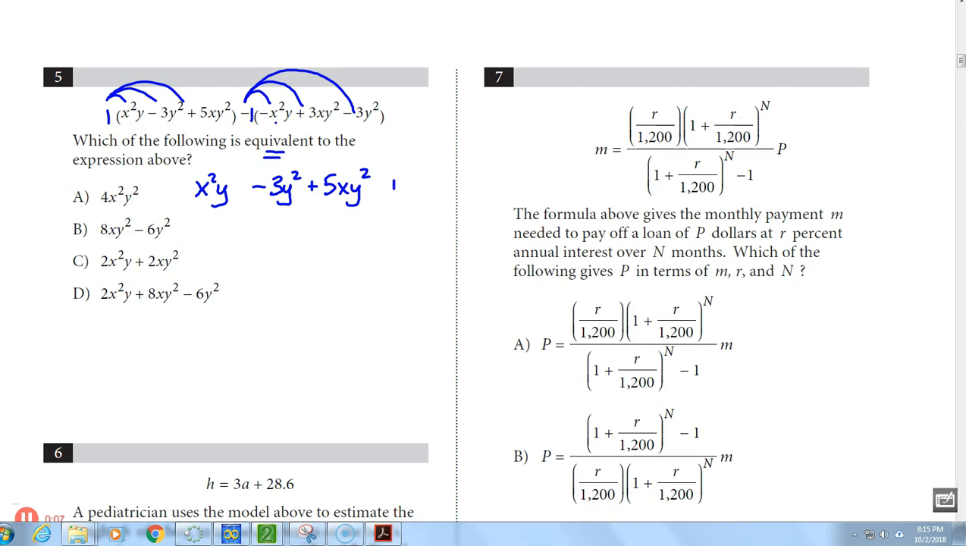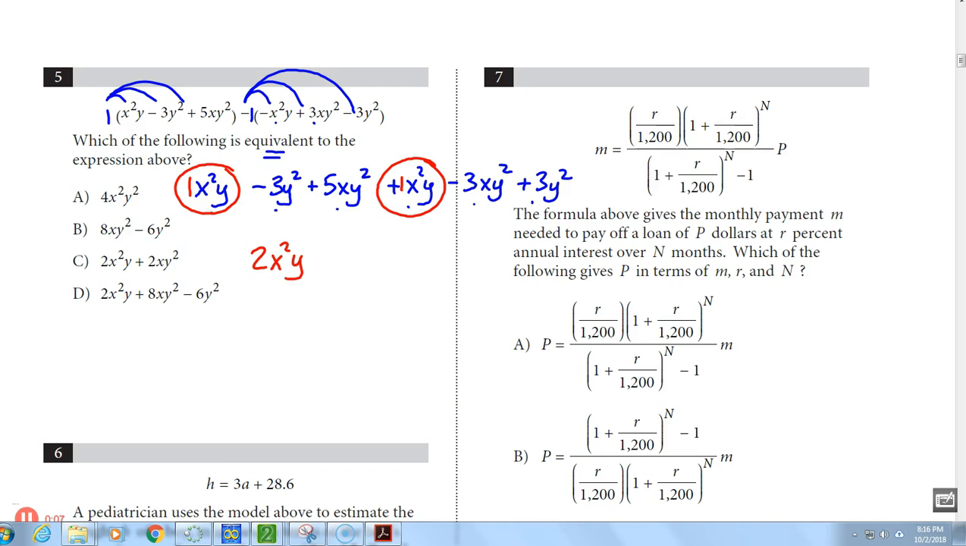So this negative x squared y becomes positive x squared y. This positive 3xy squared becomes negative 3xy squared. And then the negative 1 times the negative 3y squared becomes positive 3y squared. So basically I have 1, 2, 3, 4, 5, 6 terms, and now it's just a matter of gathering up my like terms. The exponents and the letters have to match perfectly. So if I have an x squared y, I can only combine that with other x squared y's, which is right here. And there's kind of an understood 1. So together that makes 2x squared y's.